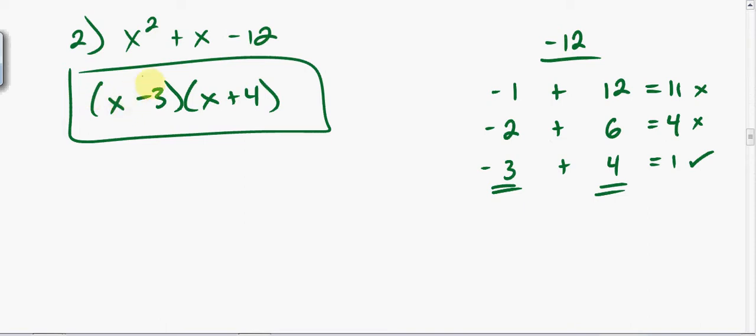To check, let's FOIL. So x times x is x squared. x times 4 gives us 4x. Negative 3 times x gives us negative 3x. And negative 3 times 4 gives us negative 12.